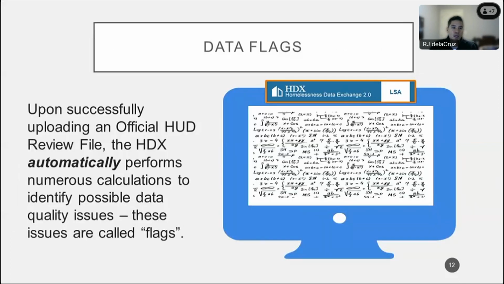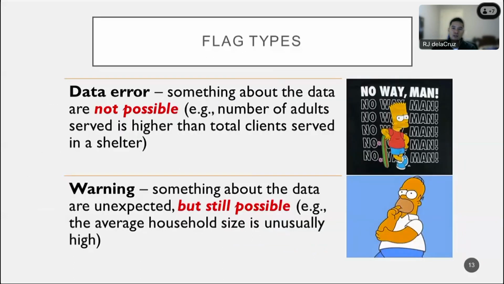All right. So I talked a second ago about reviewing your data issues. When I say data issues, we call these things data flags in the system. As soon as you upload an official review file, the HDX automatically performs all these calculations and spits out all of the issues that it finds, and it calls these issues flags. And there are two different kinds of flags that the system identifies.